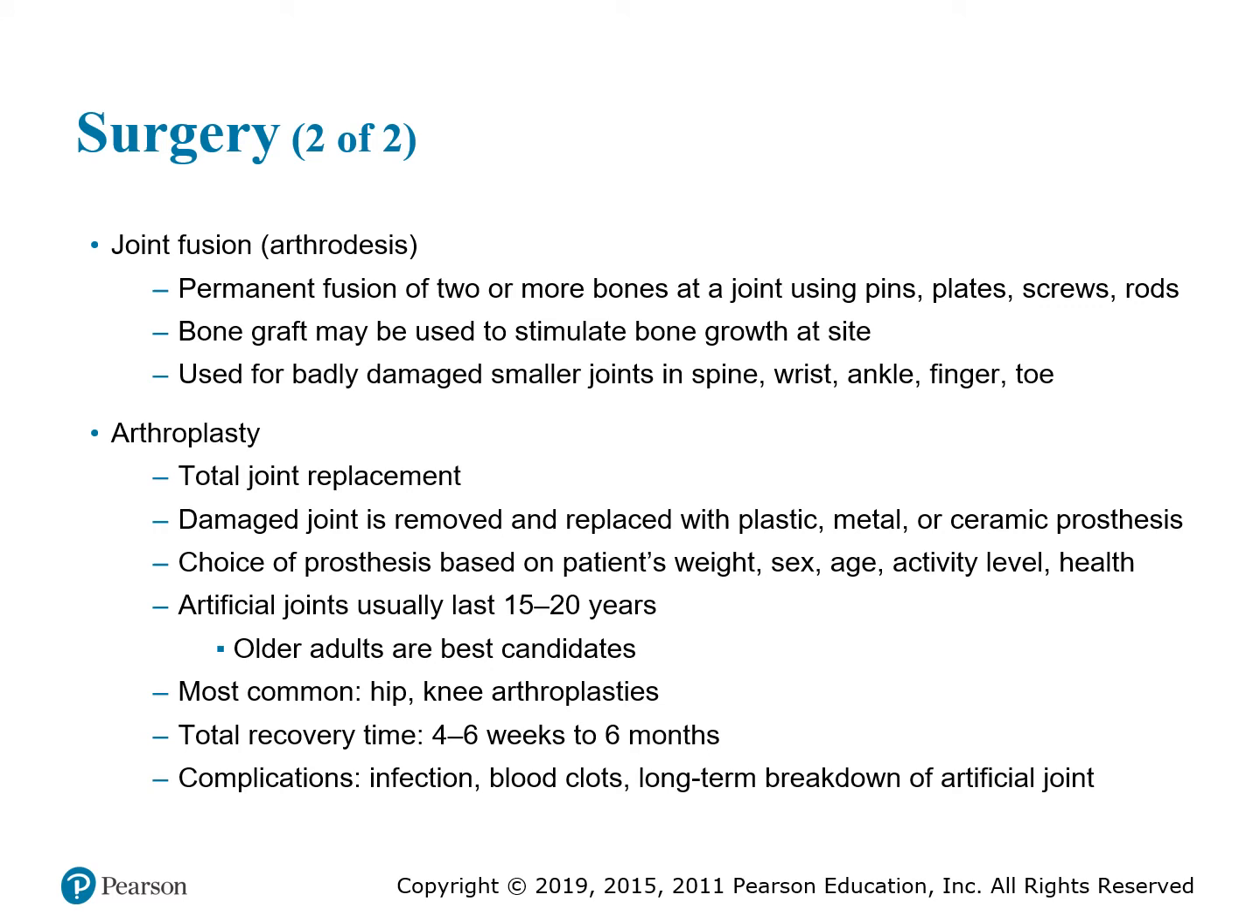Joint fusion. This is permanent fusion of two or more bones at a joint using pins, plates, or screws. Bone graft may be used to help stimulate new growth, new tissue there. And it's used for badly damaged smaller joints, such as in your wrist and so forth. Arthroplasty, this is your total joint replacement. So they're going to go in and actually replace it and give you a prosthetic joint. And one of the risk factors is infection and blood clots.